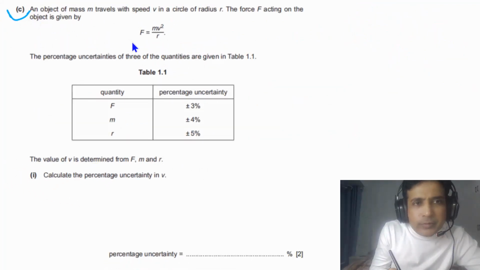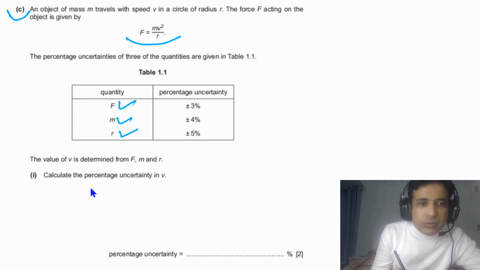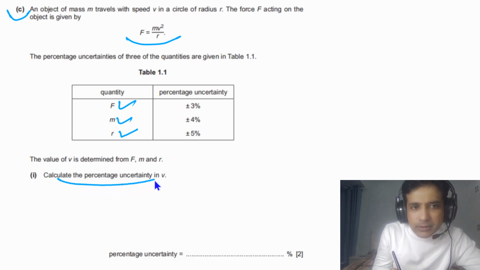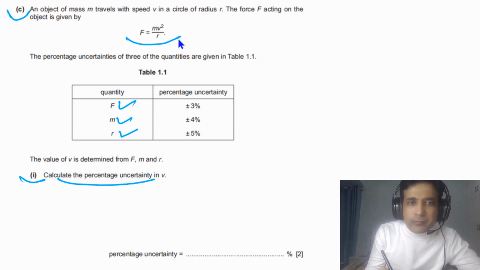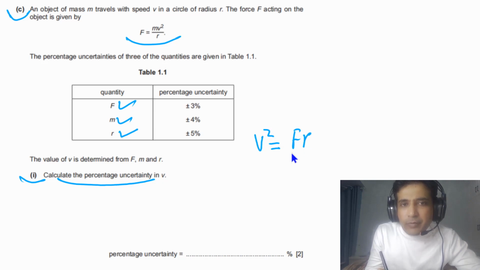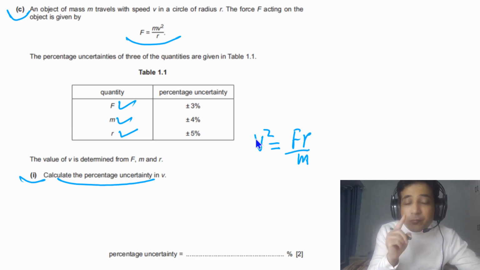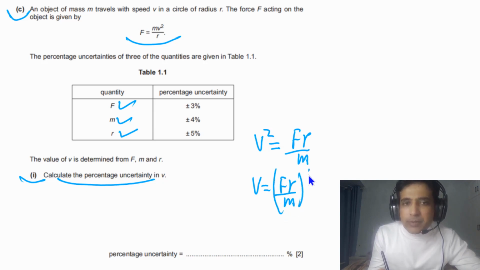For part C, the formula for the force is given to us, and percentage uncertainties for force, mass and radius are given. We need to calculate the percentage uncertainty in v for part 1. Very straightforward question. The best way is to first rearrange this equation. We make v the subject, so v squared equals FR divided by M, and v equals FR divided by M, to the power of 1 by 2.